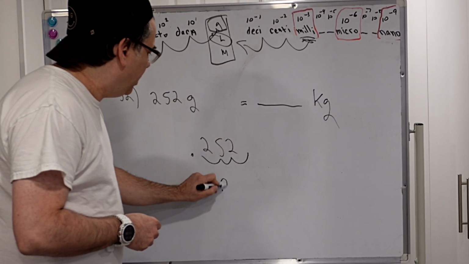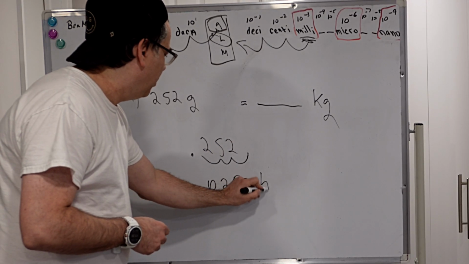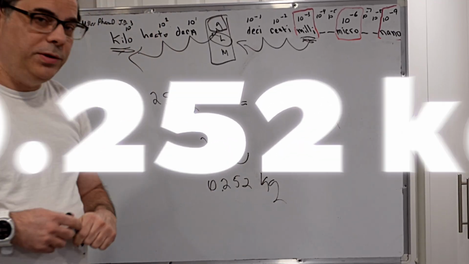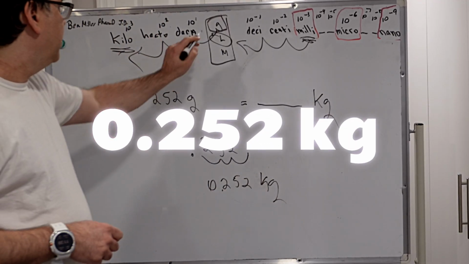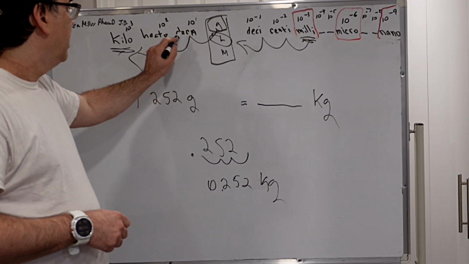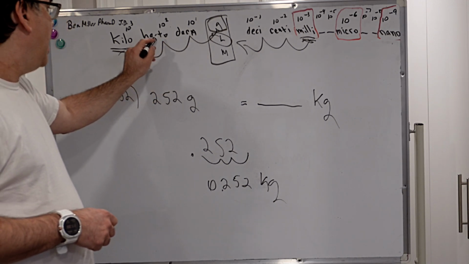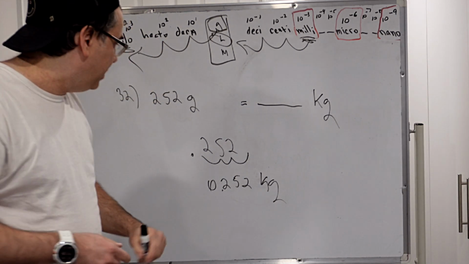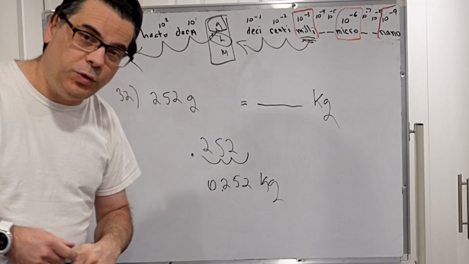So it's 0.252 kilograms. 0.252 kilograms is the answer. You're just moving 3 to the left from gram to deca, deca to hecto, hecto to kilo. And that's the answer, 0.252 kilograms.